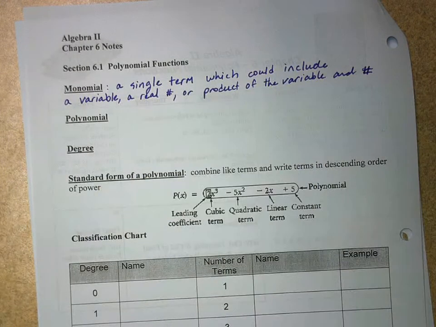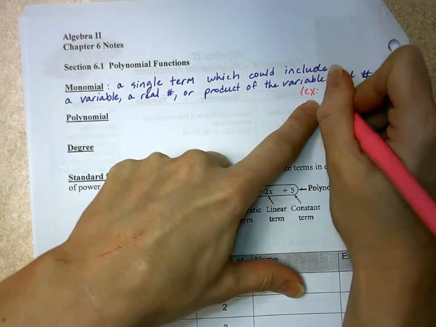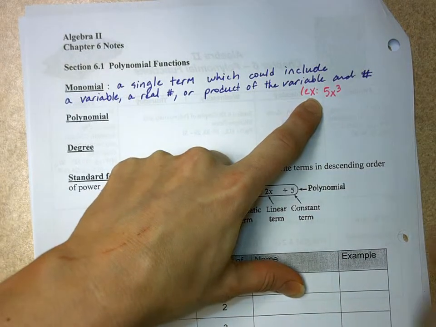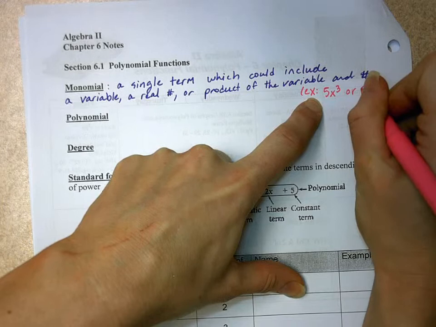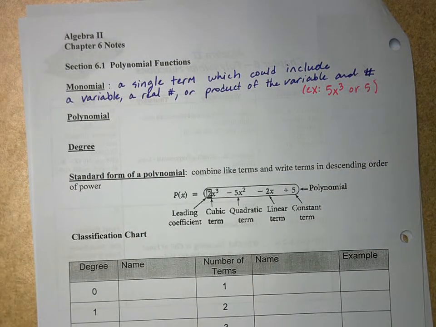And then after each definition, I'm going to give you an example just so you can see what that's describing. Example, a monomial might be something like 5x cubed. It could also be just the real number 5. What makes it a monomial? There's only one term there.